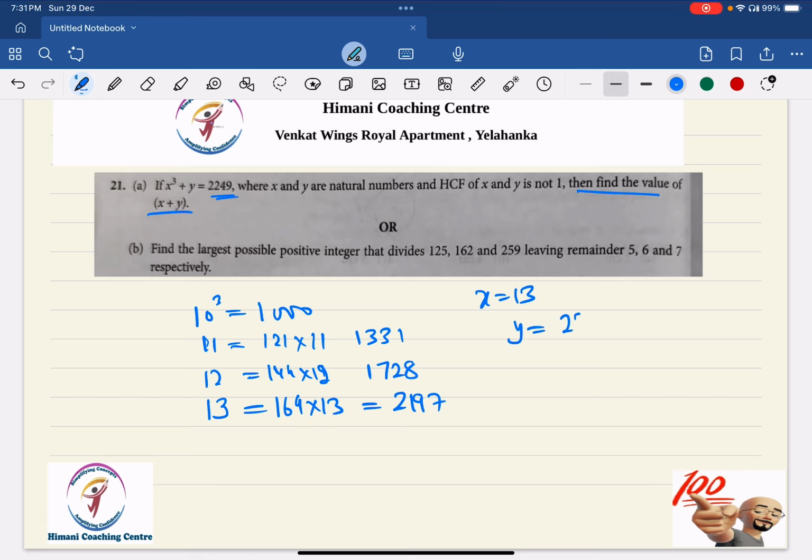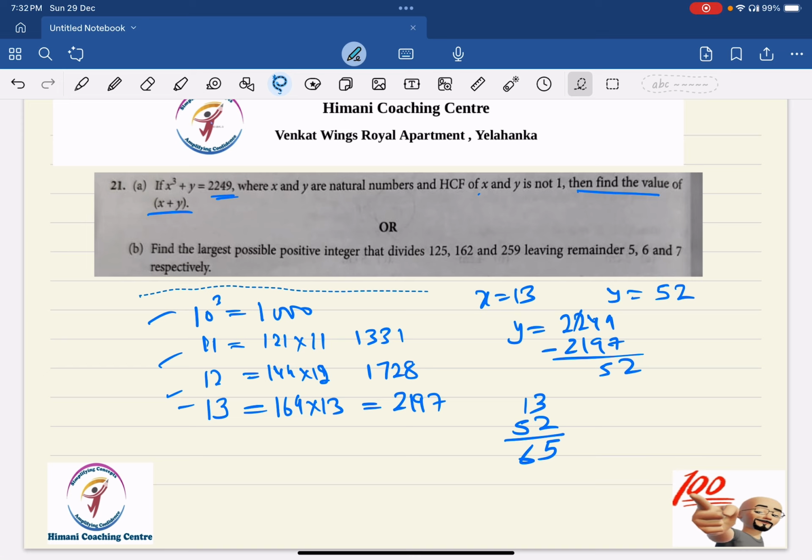So y would be 2249 minus x cube. So you just do minus 2197. So 9 minus 7, 2, and then 14 minus 9. So the other number y is going to be 52. Okay, and you can see the HCF of 13 and 52 is not 1. So we have to find the value of x plus y. So just add 13 and 52, and that is our answer. You have to show this working and then simplify this.